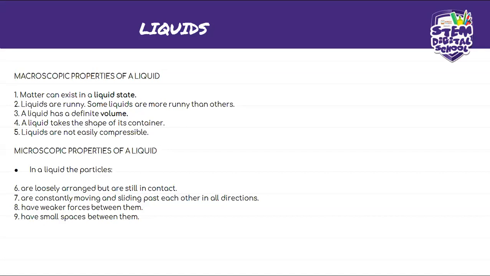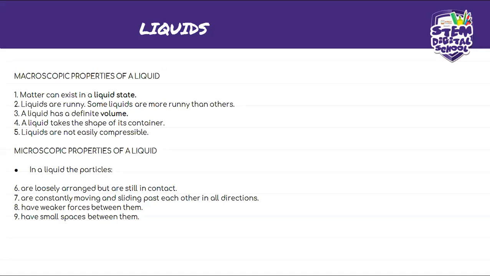Seven, the particles are constantly moving and sliding past each other in all directions. Eight, they have weaker forces between them. And nine, they have smaller spaces between them. So let me say again, seven, they are constantly moving and sliding past each other in all directions. Eight, they have weaker forces between them.